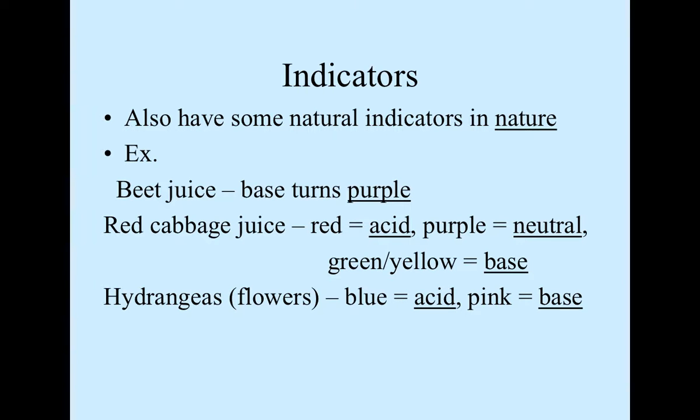The last one is a hydrangea, and this is a flower that I know a lot of you have outside your houses or where you live, and the flowers there will actually be blue if the plant is exposed to acidic soil and pink if it's in the basic soil. So you can actually change the color of your flowers on these trees by changing the pH of the soil that they're in. And yes, you can get both color flowers on the exact same bush.